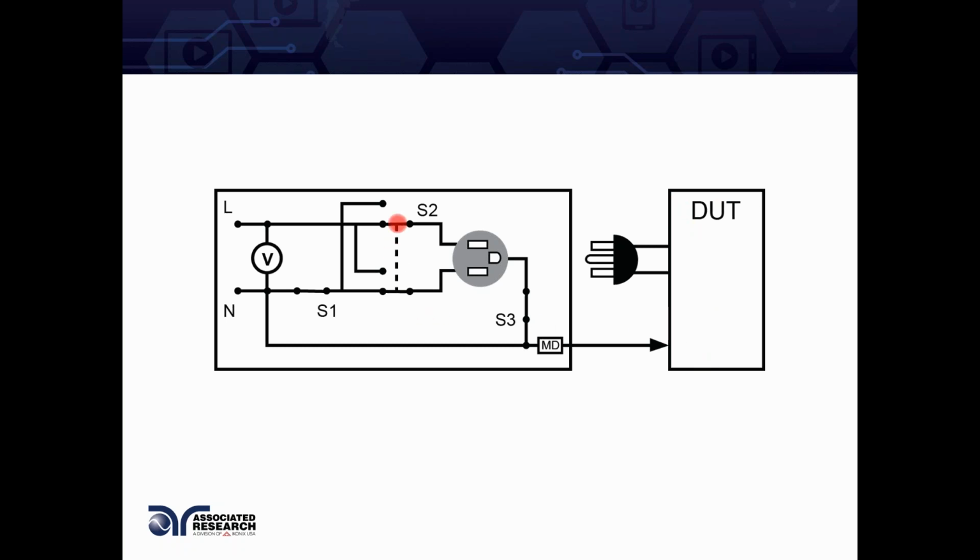If you were to reverse the polarity, in this case S2 is a polarity reversal switch, line and neutral are swapped to neutral and line. Your product is receiving line voltage at the neutral point, and at the line point it is receiving the neutral of the source. Now, does this create additional leakage?